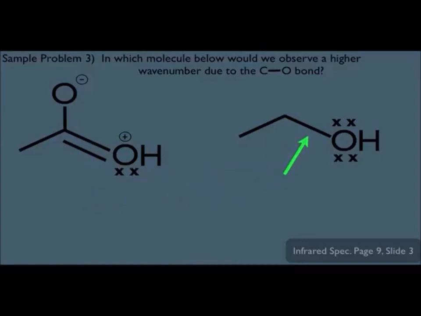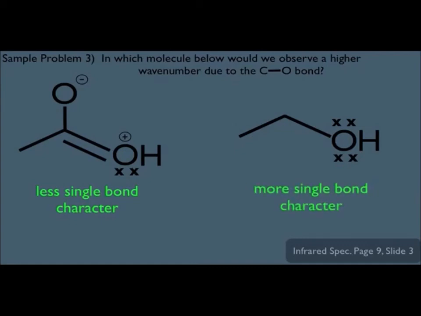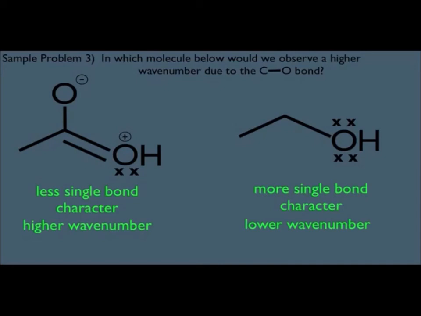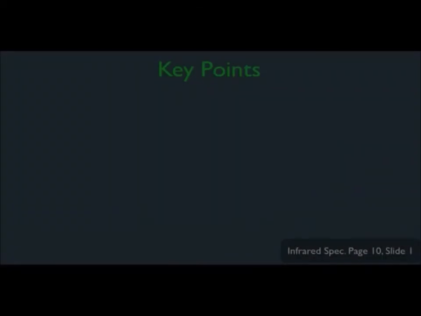The electrons on that O would not jump to the left. Therefore, the molecule on the left has less single bond character, giving the molecule on the right more single bond character, which means the CO bond in the left molecule would have a higher wave number, and the CO bond for the right molecule would have a lower wave number. So the answer is the molecule on the left would have the corresponding higher wave number for its CO bond.